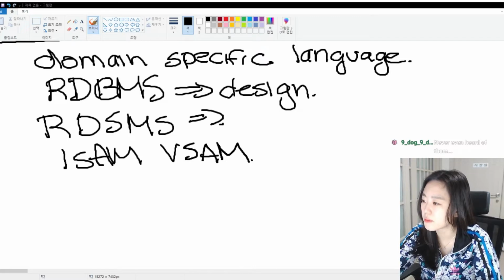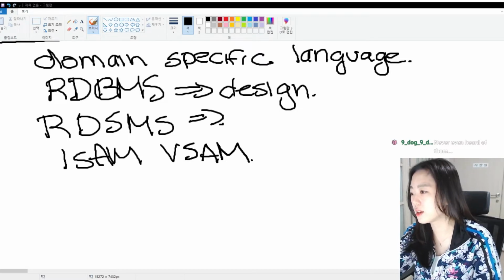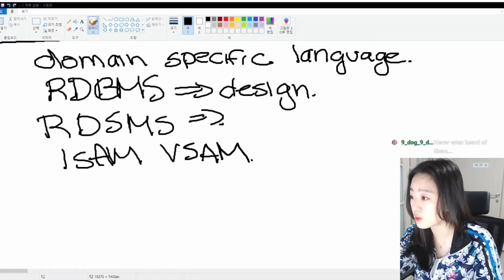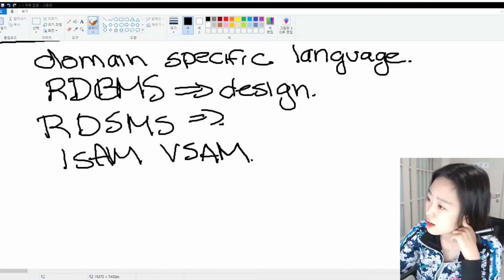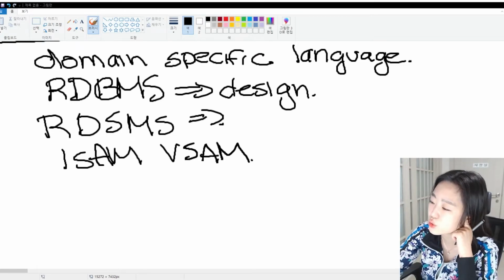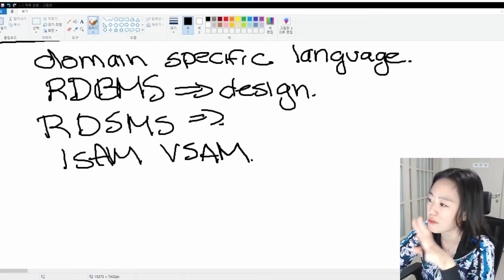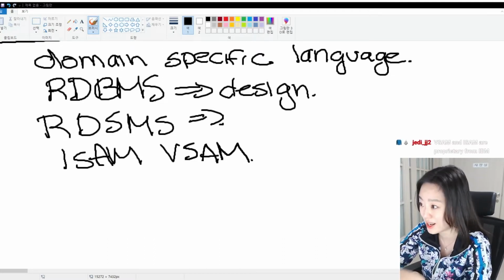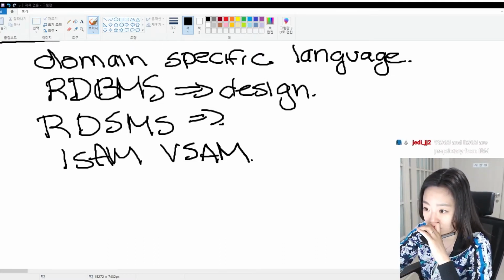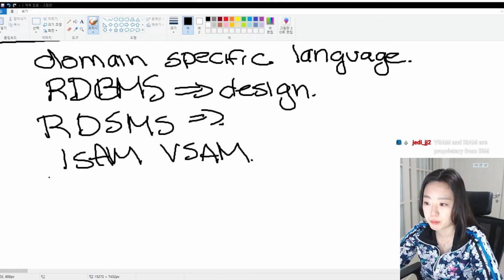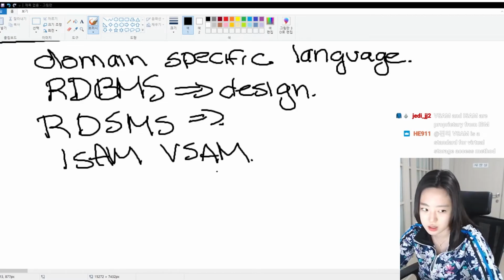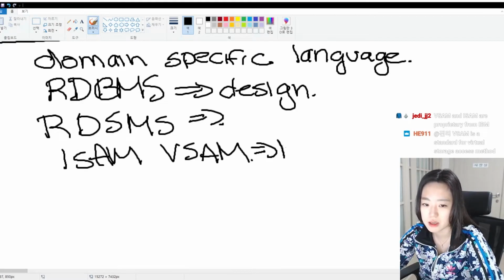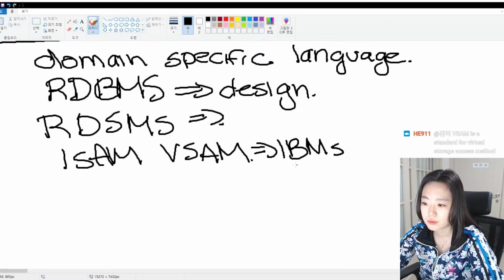So ISAM is a method of creating, maintaining, and manipulating computer files of data so that records can be retrieved sequentially or randomly by one or more keys. VSAM is virtual storage access method. So they're both methods for reading and writing, old APIs. They're proprietary, we learned that word last time. This is IBM's. Thank you guys.